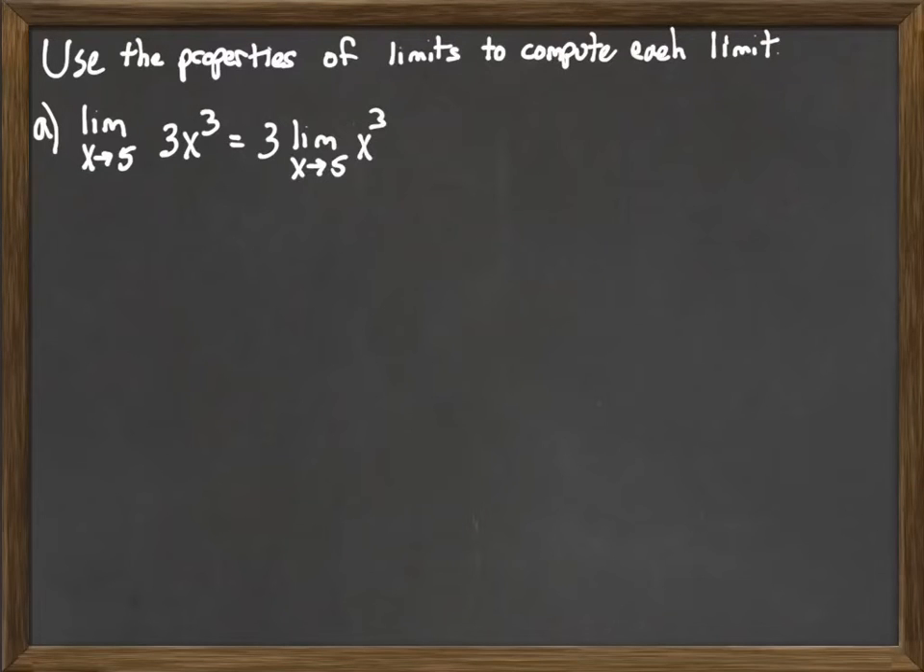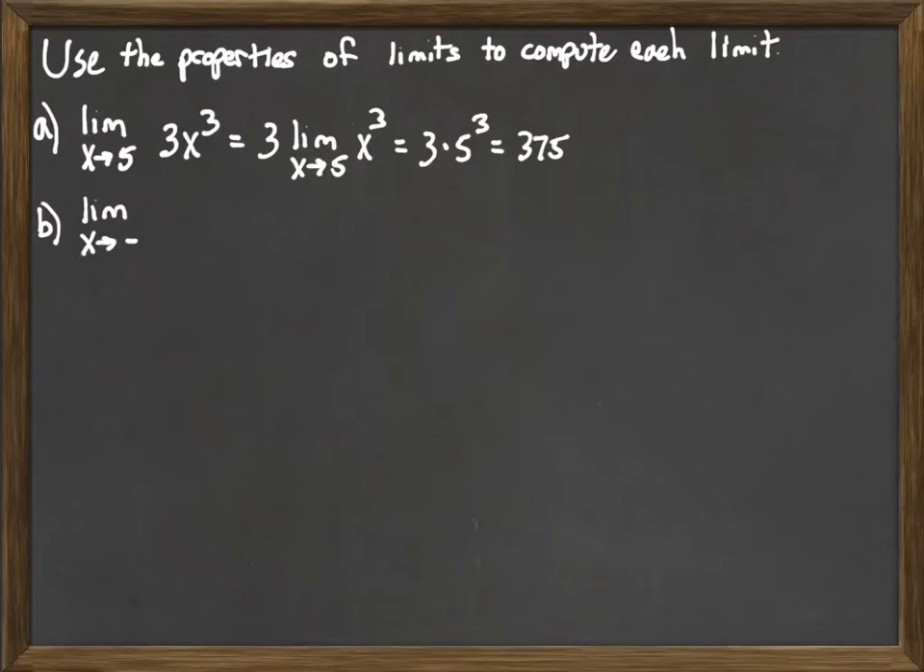So in this case, plug the 5 in, and we would get 3 times 5 to the third, which simplifies to just 375. Okay, so here we made use of the property that said we can pull a constant out. We also made use of the property that said for a power of x, we just have to evaluate.